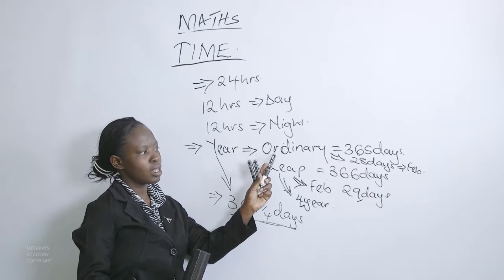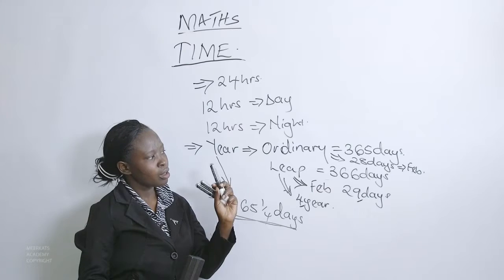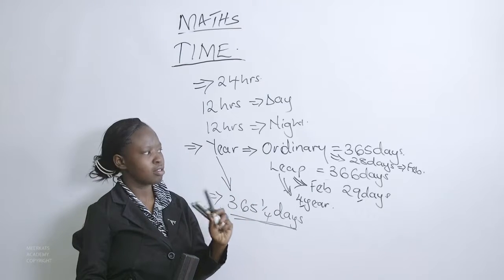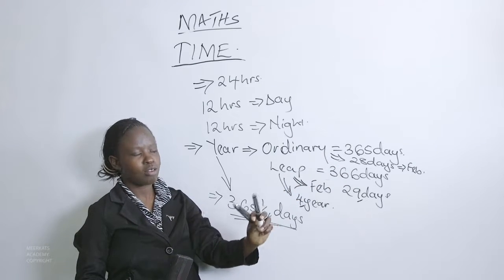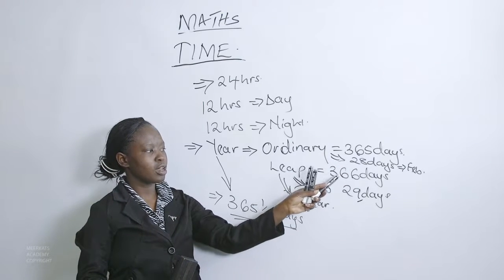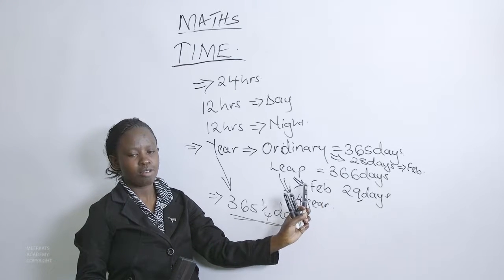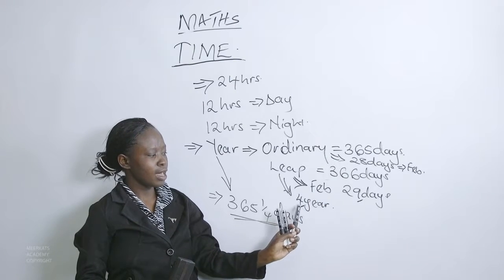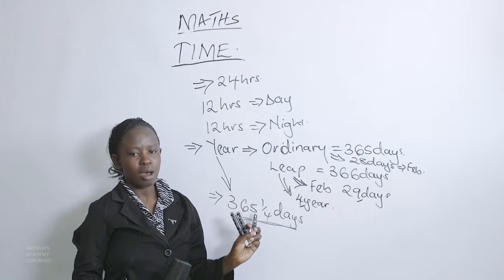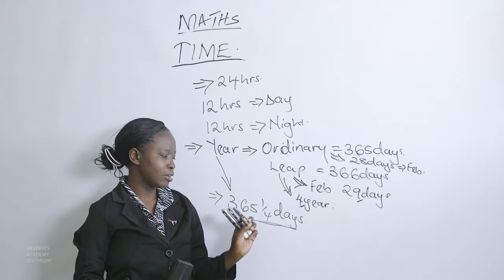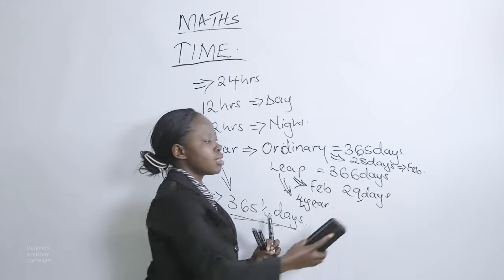In an ordinary year, we have 365 days. In a leap year, we have 366 days. Ordinary year, 365 days with 28 days in February. A leap year, we have 366 days with 29 days in February. So a leap year occurs after every 4 years, meaning at the end of it all, our revolution of the earth will take 365.25 days.